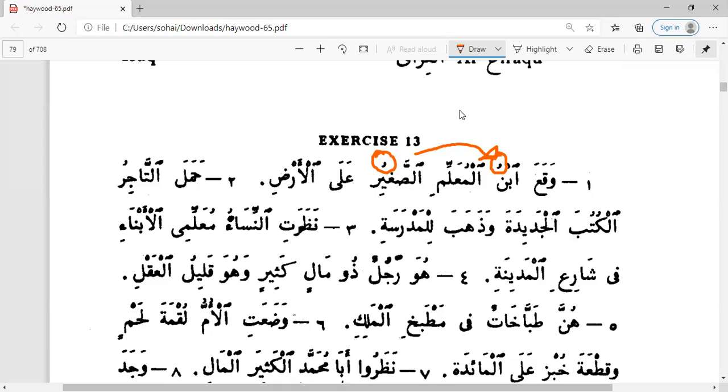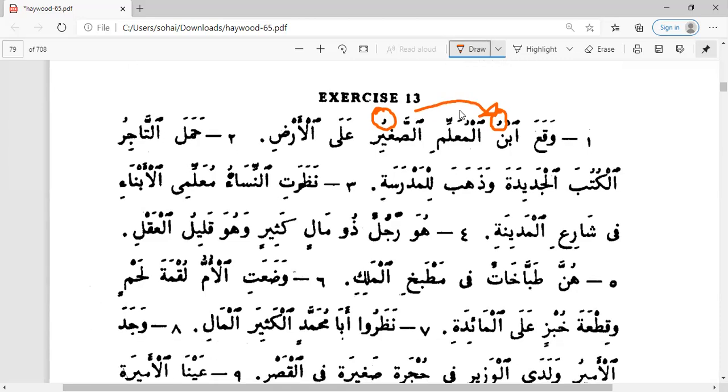Yes, that's good. So what's the verb? Falling. What's the subject? The son of the teacher, the little son of the teacher. Who fell? Yeah, that's good.